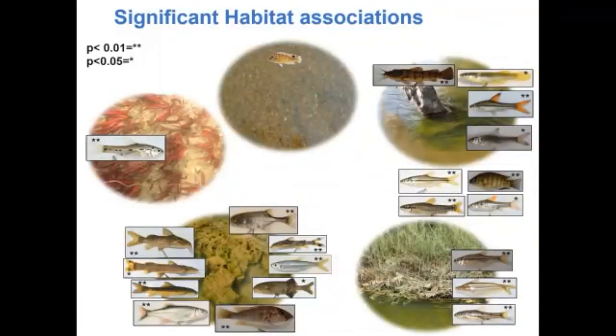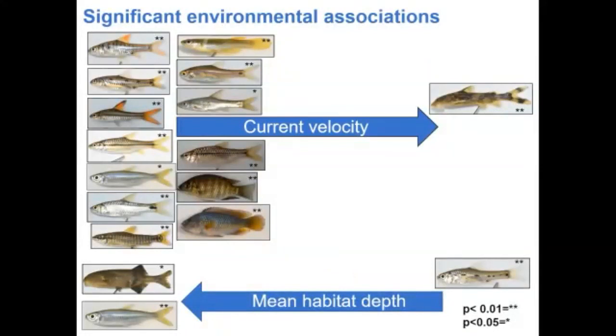When we look at the significance of these associations, we see that various species were significantly associated with the rocky habitat, several associated with phragmites, some associated with both wood and phragmites, and then 4 species associated with the woody habitats, and a single species associated with both the vallisneria and the bare habitat, respectively. If we look at other environmental variables, we see species were largely significantly associated with decreased current velocity, and we only had 2 species significantly associated with increased habitat depth.